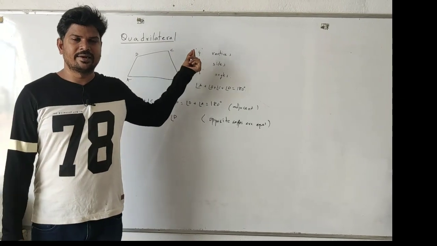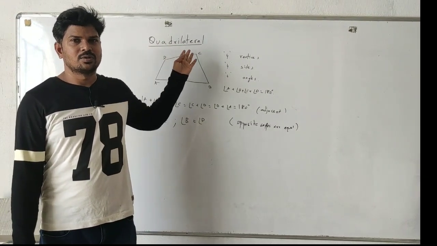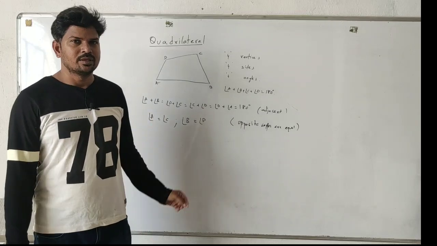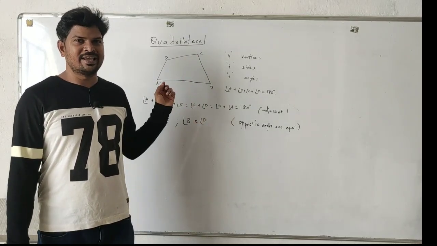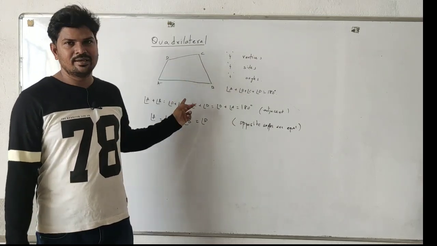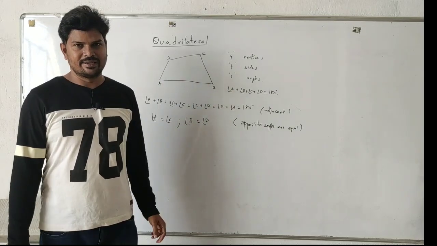Quadrilateral: what is the meaning of quad? Quad means 4, lateral means side. So any closed figure with 4 sides is called a quadrilateral. Here the quadrilateral has 4 vertices A, B, C, D, and 4 sides AB, BC, CD, DA, and 4 angles: angle A, angle B, angle C, angle D.